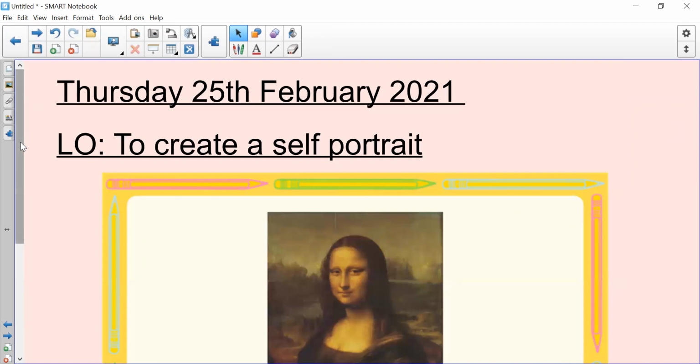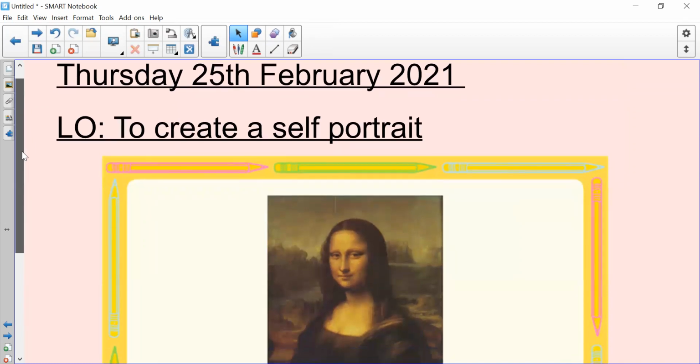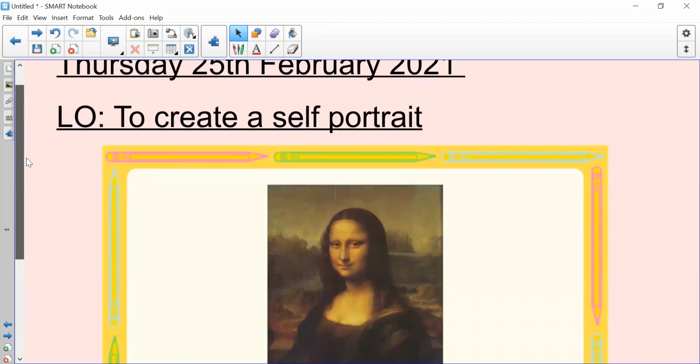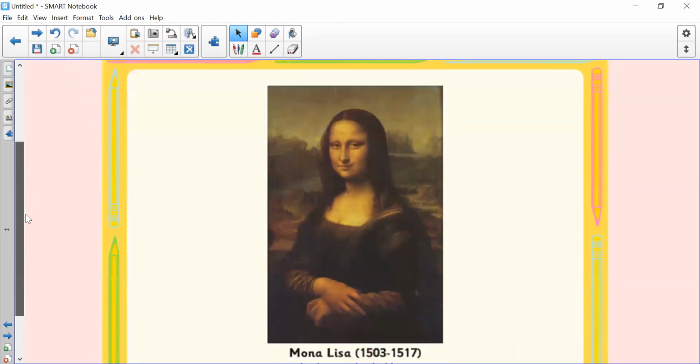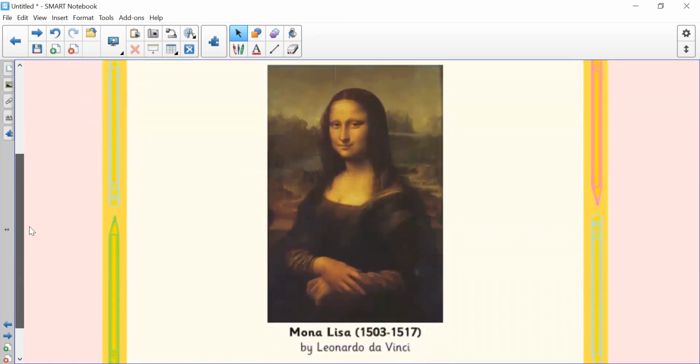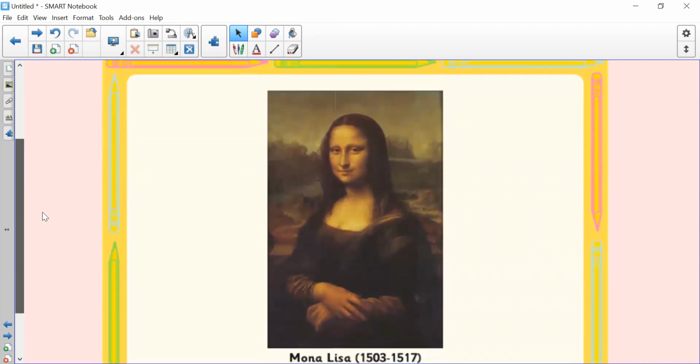Okay, so here is an incredibly famous portrait. Does anybody know what this portrait is called? It's the Mona Lisa, and it was painted by Leonardo da Vinci. And apparently, wherever you move, her eyes follow you. So if you just move your head about the screen, she will always be looking at you.